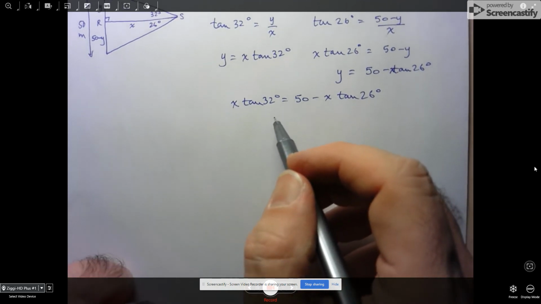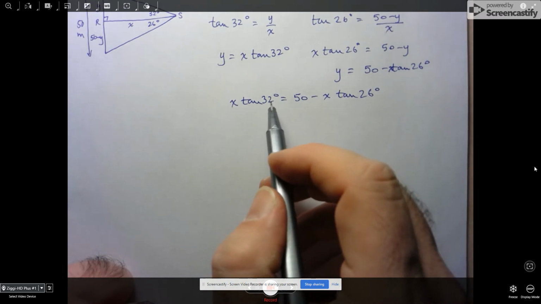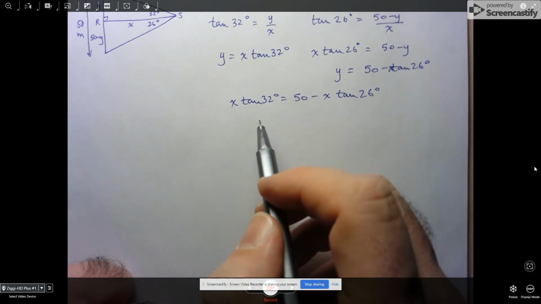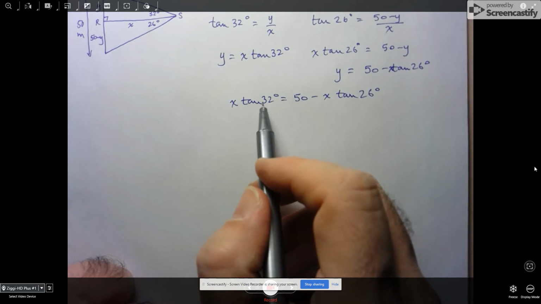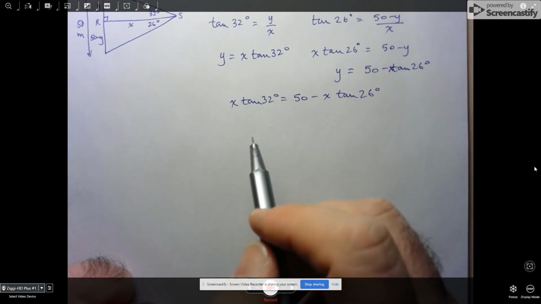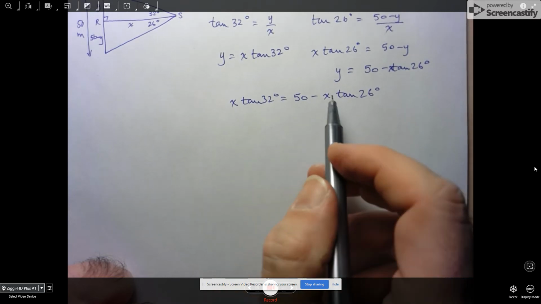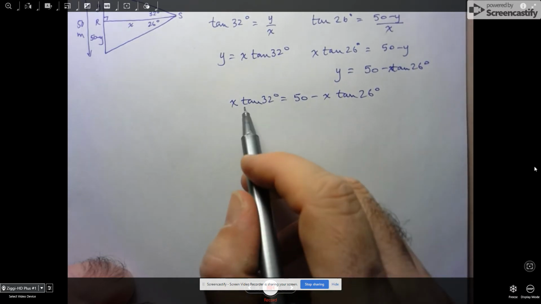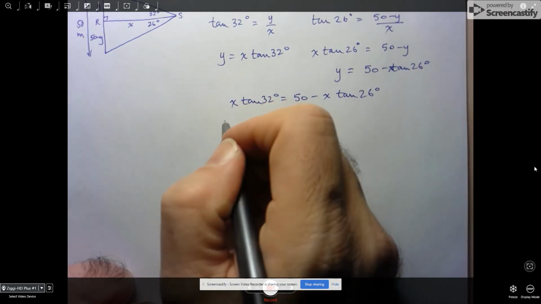So I'm going to try to solve it without replacing tan 32 with an approximation. If you're more comfortable doing that, that's fine. Just make sure you're using 4 decimal places for each of these. Okay, but I'm going to try to do it without having to approximate till the very end. So I'm going to bring all the terms with x to one side. So let's bring that to the other side.